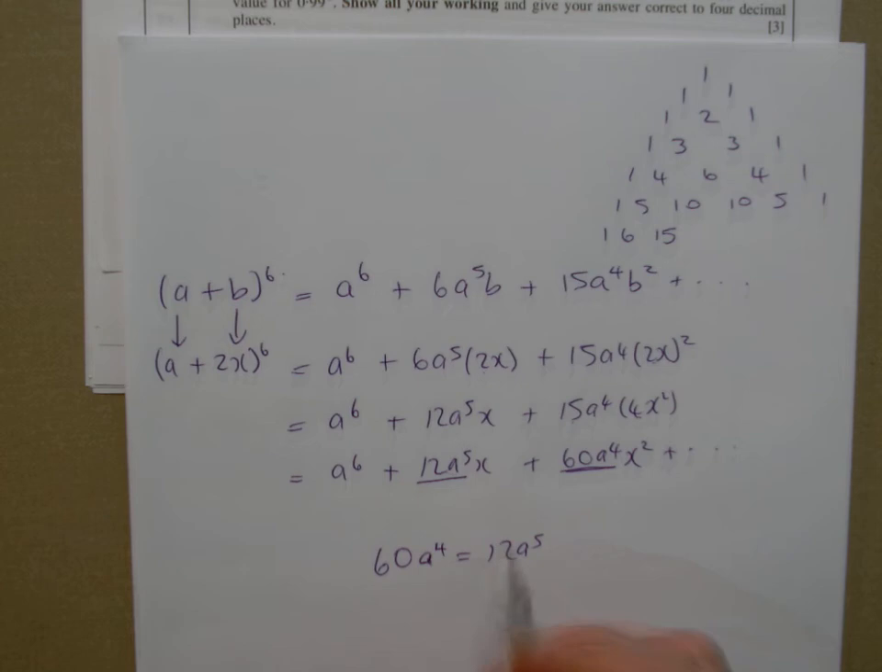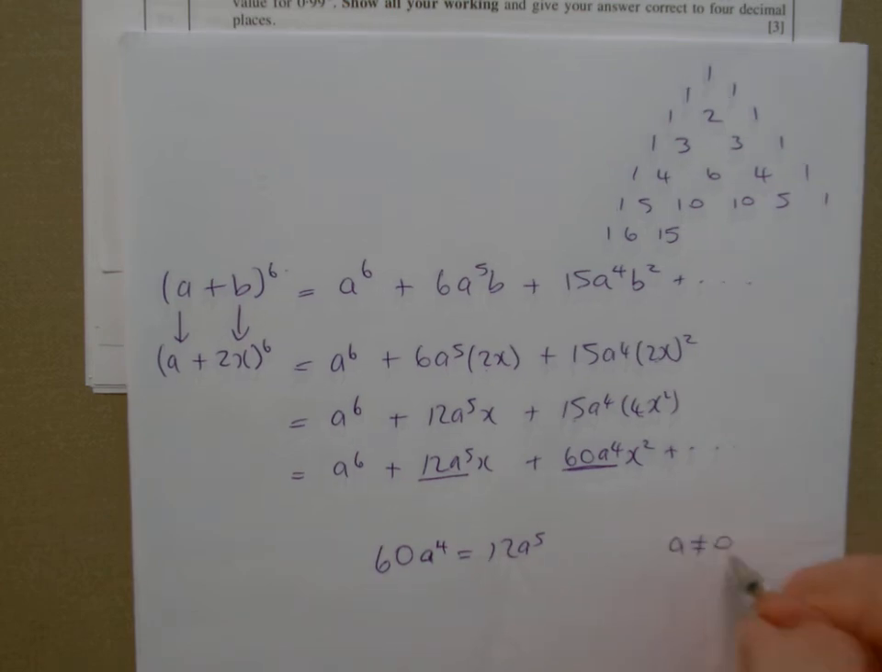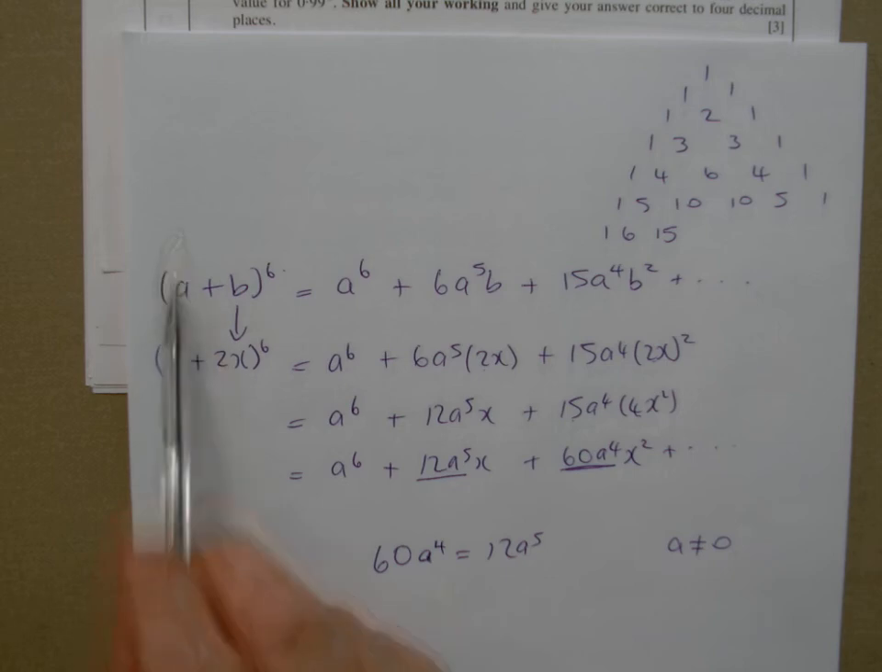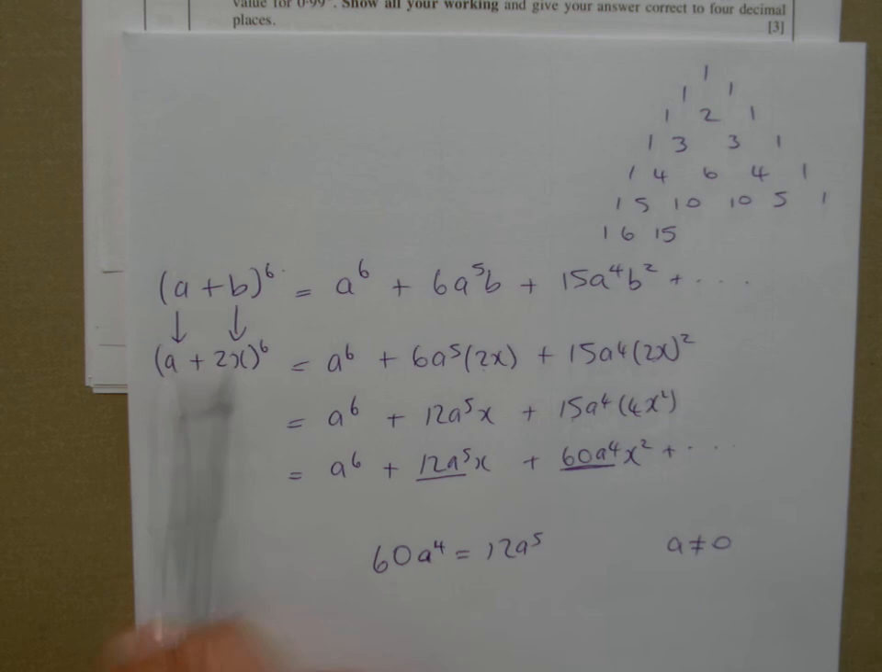And then, because it says in the question a is not 0, we can actually do some dividing here. We're allowed to divide by a because a cannot be 0. If a was 0, we wouldn't be able to divide by it, because we're not allowed to divide by 0. Also, if a was 0, this wouldn't be a binomial then. It wouldn't be 2 terms, it would just be a single term. So we're going to do dividing.